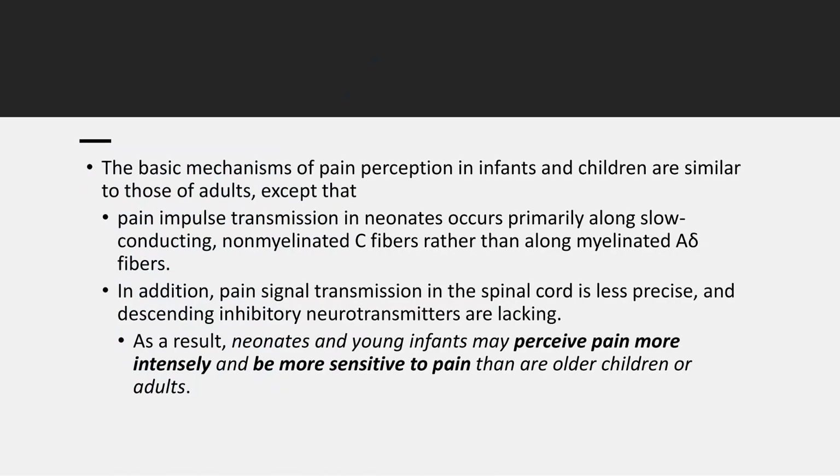The basic mechanisms of pain perception in infants and children are similar to those in adults, but there are important developmental differences that influence both assessment and therapy. In neonates, pain impulses are transmitted primarily along slow-conducting, unmyelinated C fibers rather than the faster, myelinated A delta fibers found in older children and adults. Additionally, the spinal cord of neonates has less precise signal transmission, and descending inhibitory neurotransmitter pathways are immature or absent, resulting in a heightened sensitivity to painful stimuli. Consequently, neonates and young infants may experience pain more intensely and respond more profoundly to noxious stimuli.